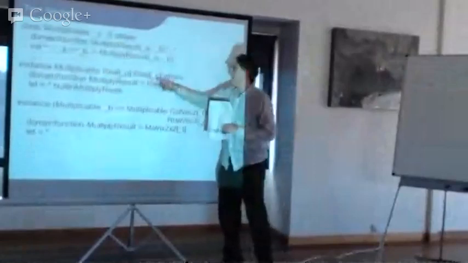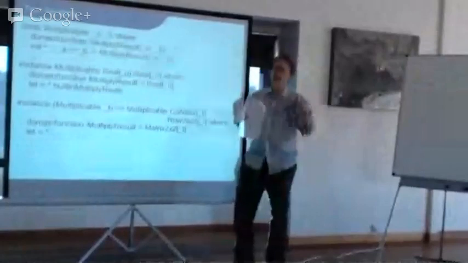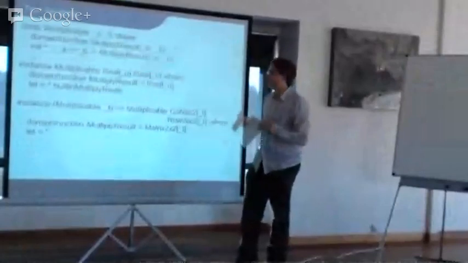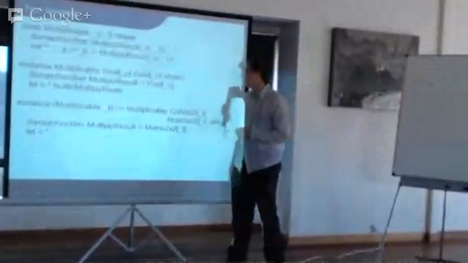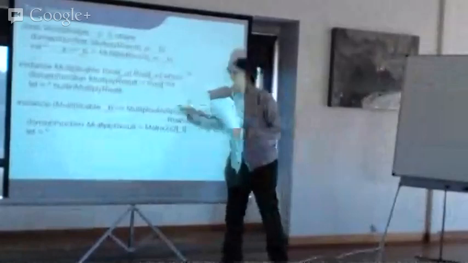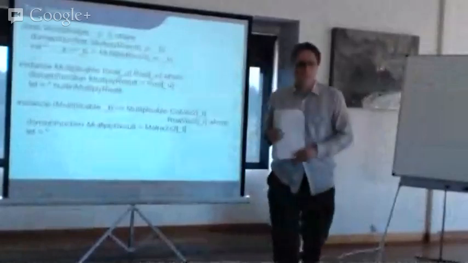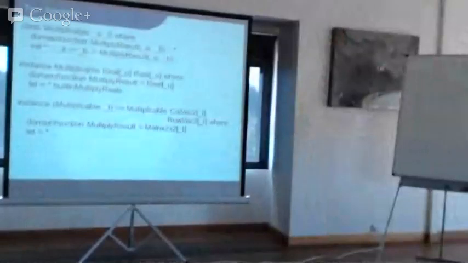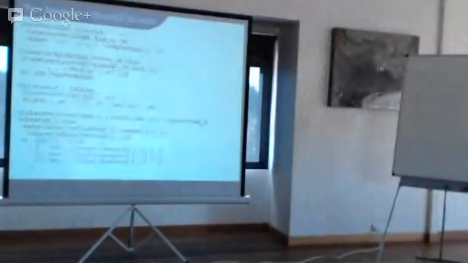We've defined an instance. An instance is where you're actually saying that that specific type belongs to a type class. So we're defining that if you multiply two reals for any units, the result is a real. And you can use this sort of concept to define things like vector multiplication and tensor multiplication.